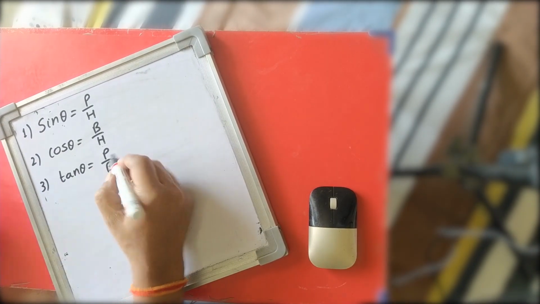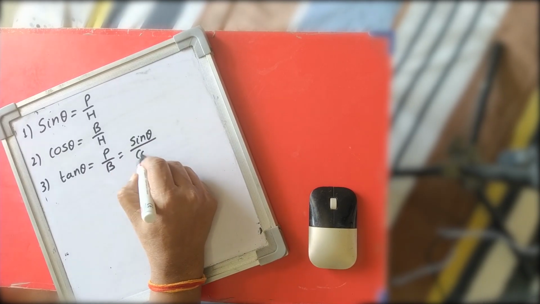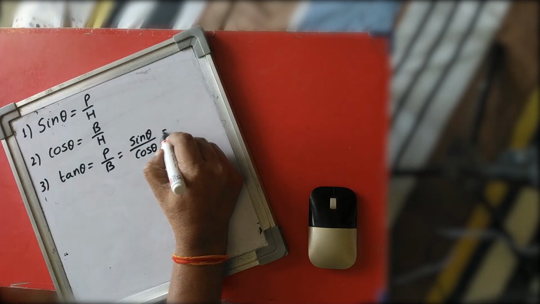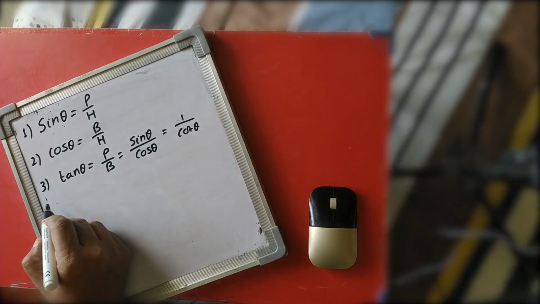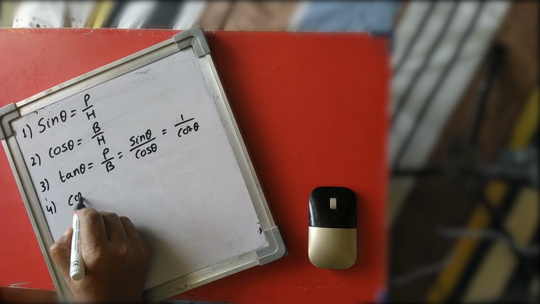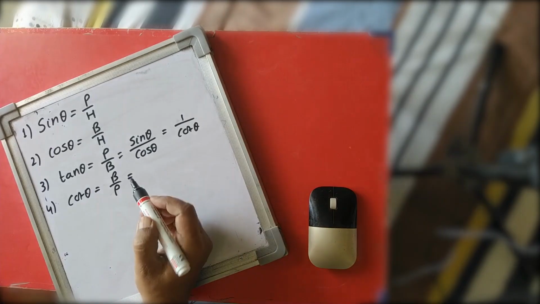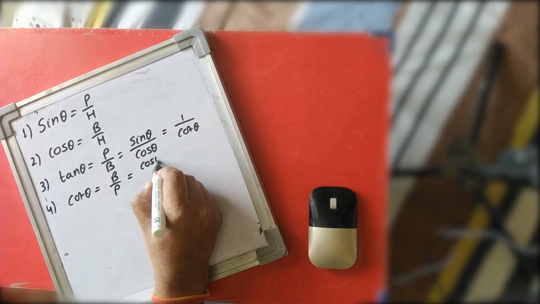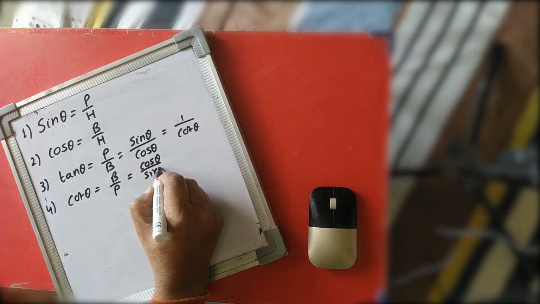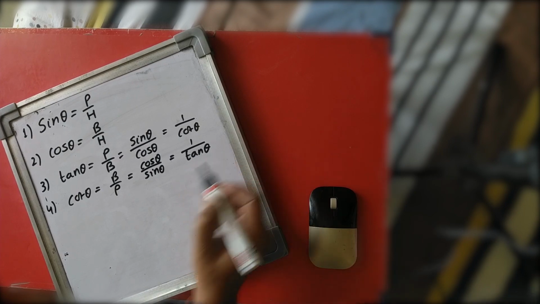We also learned that tan theta is equal to sin theta by cos theta, and it is also the reciprocal of cot theta. The fourth one is cot theta, which is base upon perpendicular, and since it is the reciprocal of tan, it also means it will be cos theta by sin theta, or 1 by tan theta.